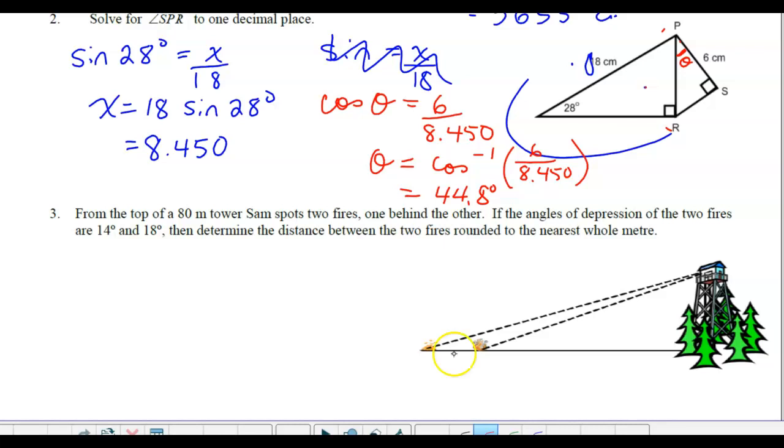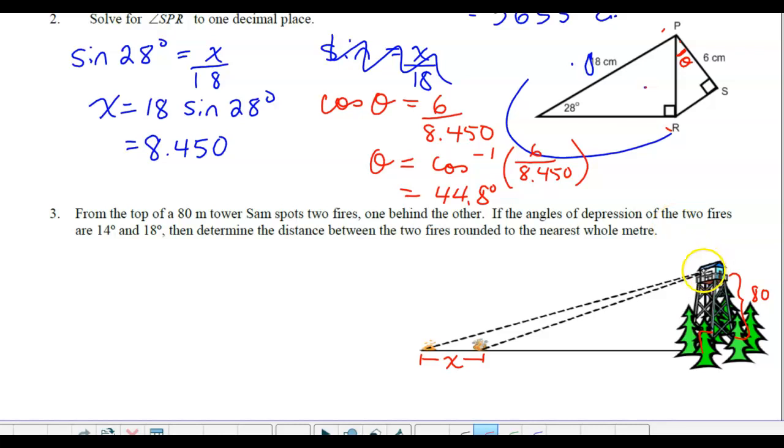Okay, so the distance between the fires, that's your X, from there to there. The height is 80, so this height here is 80. And always we're assuming that the tower is at 90 degrees, it's not tipped over. So it's a 90-degree angle there, and you've got two right triangles. Now, we don't have enough information. We are told the angle of depression of the two fires is 14 and 18, so there's two of them.